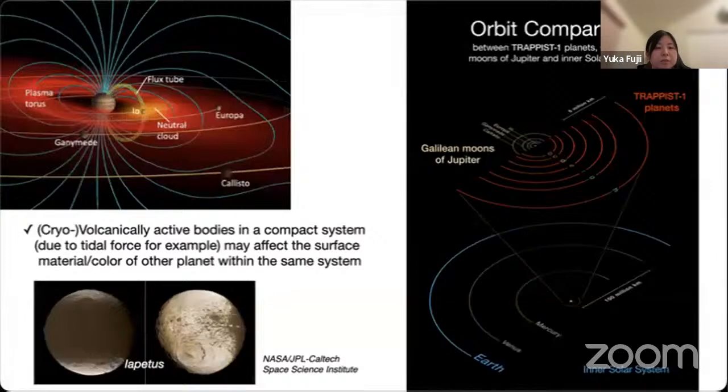And probably the most prominent example is Iapetus, which has a very bright surface and also a very dark surface, which is also related to the volcanic activities of the other moons in the same system. So considering these processes provides some non-atypical processes that can be probed from the surface albedo information.